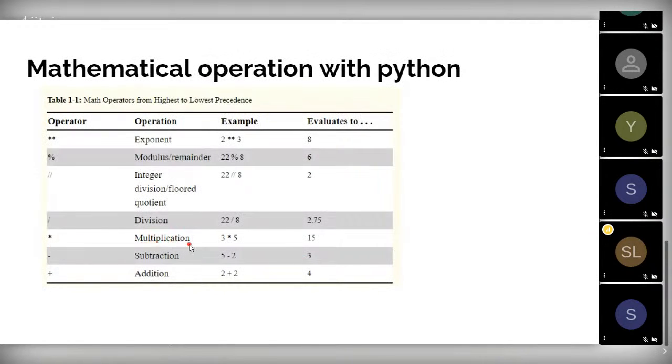Then multiplication. For multiplication, the star symbol is used. If I ask 3 star 5, the answer will be 15. The next one is division. Division is performed using the forward slash symbol. If I ask what the answer of 22 divided by 8 is, I think all of you know already, it is 2.75.